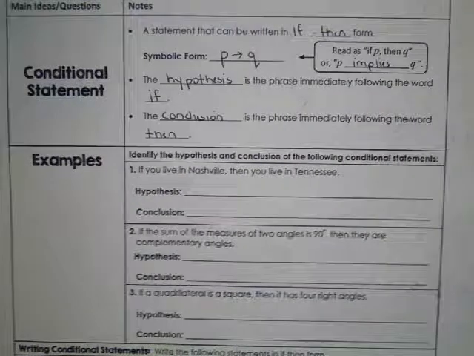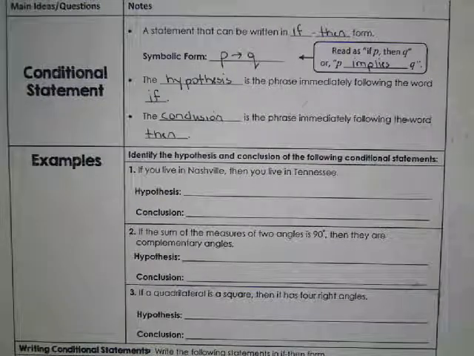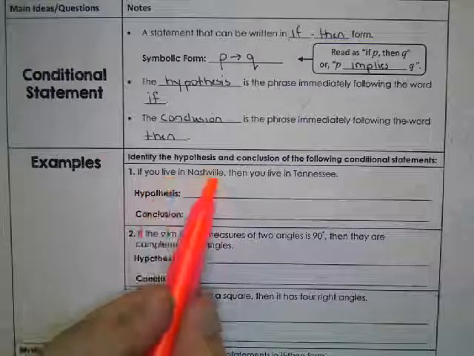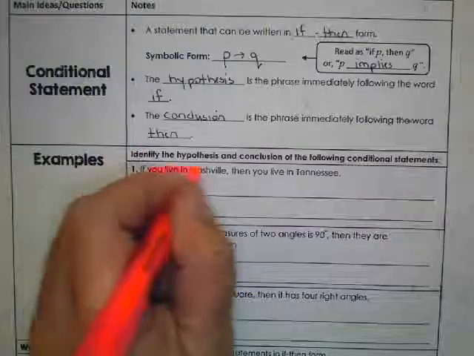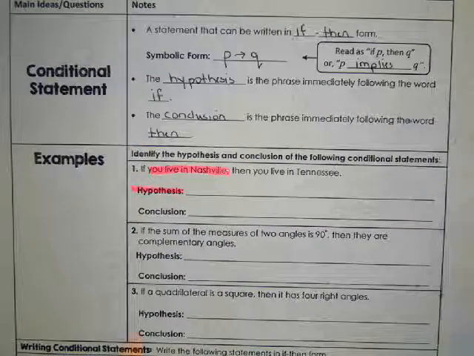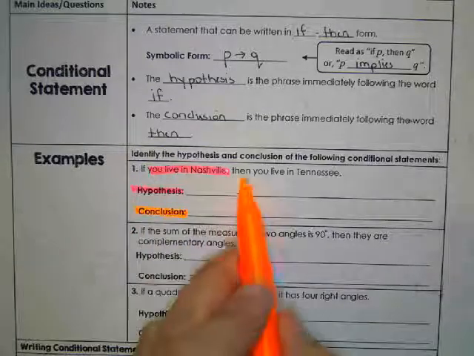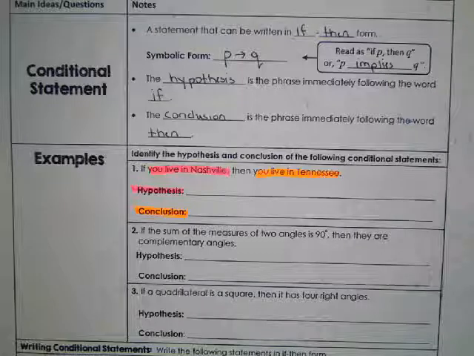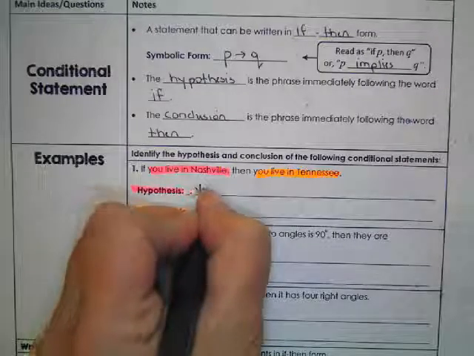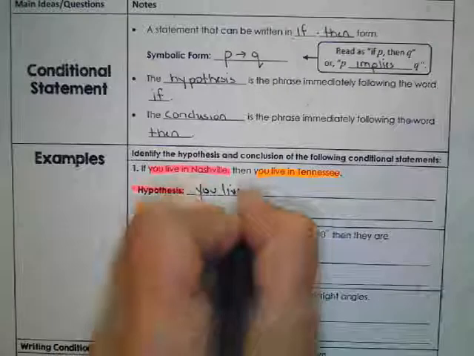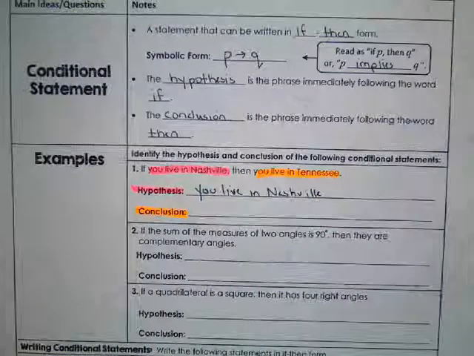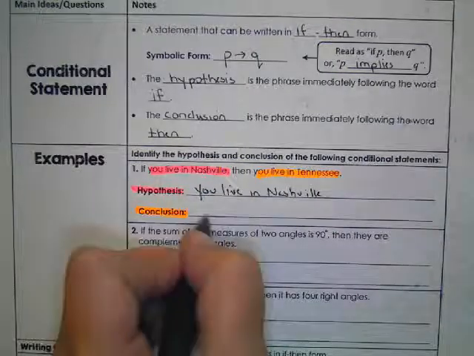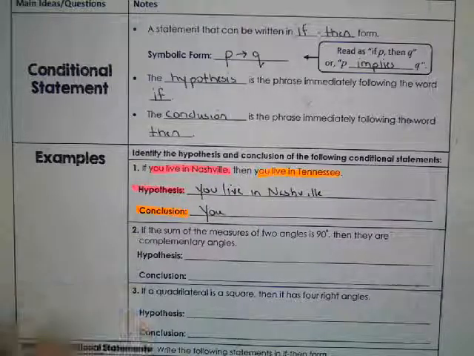So we're going to do an example of how to identify hypothesis and conclusion. With a highlighter, I'm going to look at the first conditional. If you live in Nashville, then you live in Tennessee. I'm looking for the word if, that'll give me my hypothesis. And for the conclusion, I'm looking for the word then: you live in Tennessee. So if you write that out, the hypothesis is you live in Nashville, and the conclusion would be you live in Tennessee.